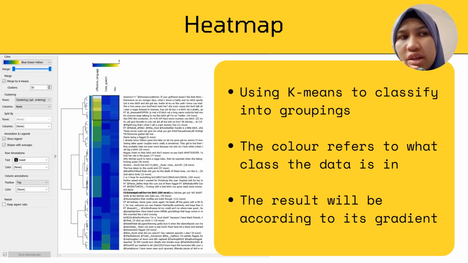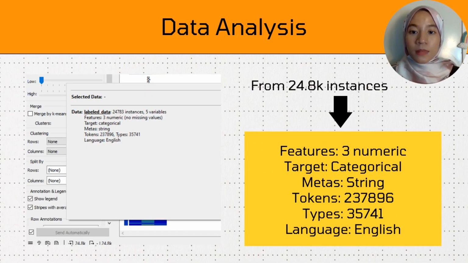We will see the heat map and see the gradient color of the average of this data, and we will classify it according to whether it is offensive language, hate speech, or neither. The result will be explained more by my friend later.